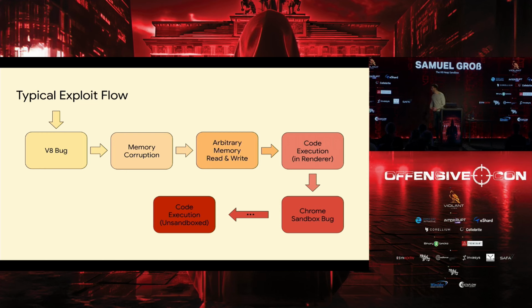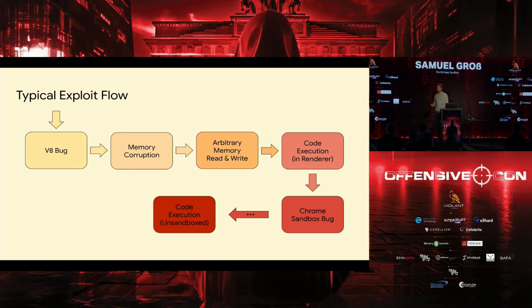Chrome is a big browser and has a sandbox, and a typical Chrome exploit chain starts with a V8 bug. You need to exploit that to cause memory corruption. That memory corruption you turn into a primitive called arbitrary memory read-write, something that lets you read and write all of the process memory.